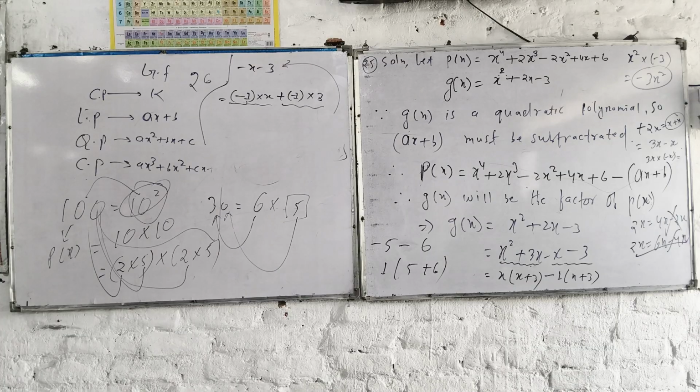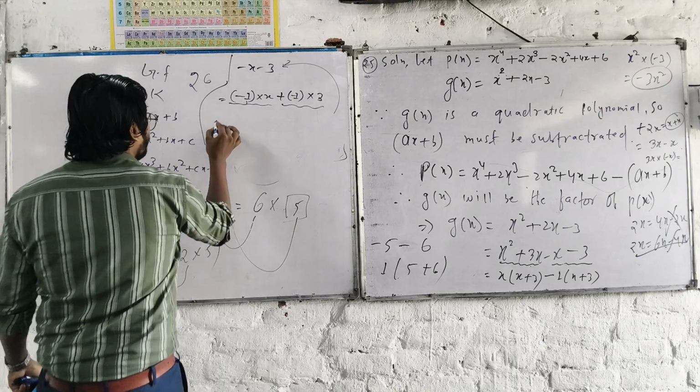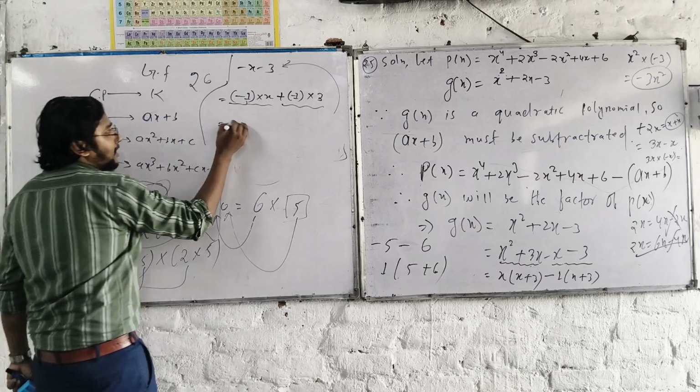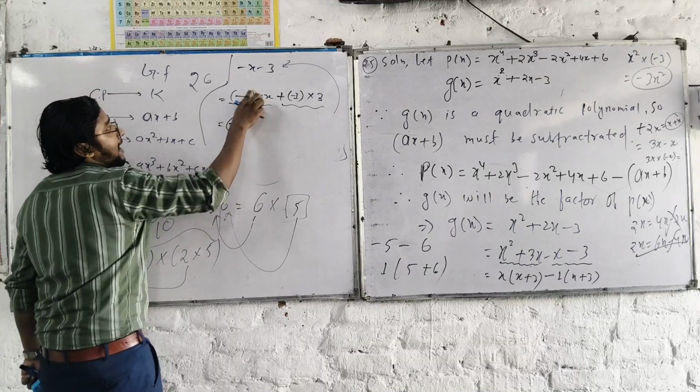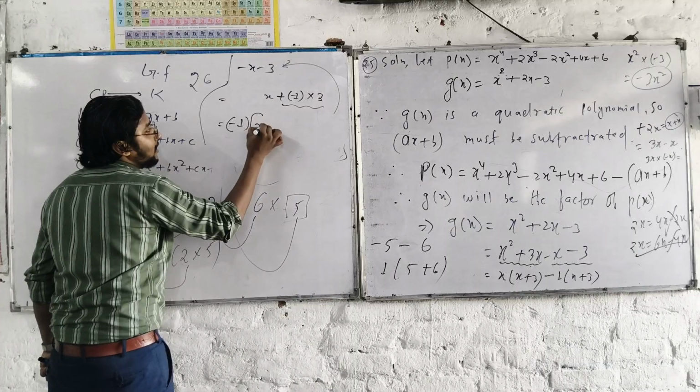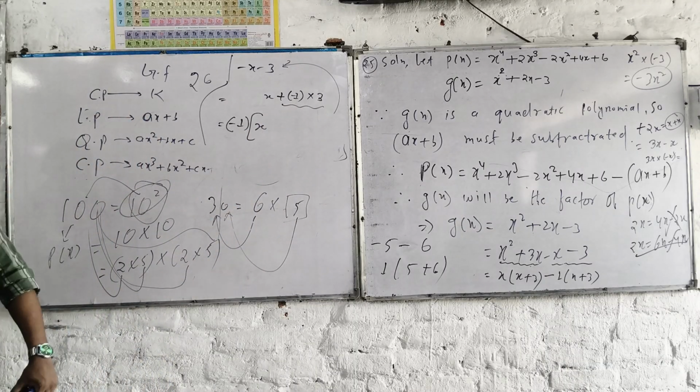Look at the board. Your question is here. Kamil, what can I see as the common term here? You can see the minus 1 is the common term. You have taken the minus 1 common. What is left? X is left.